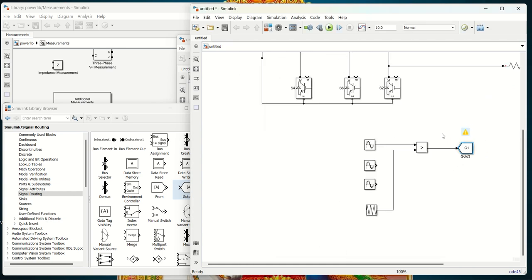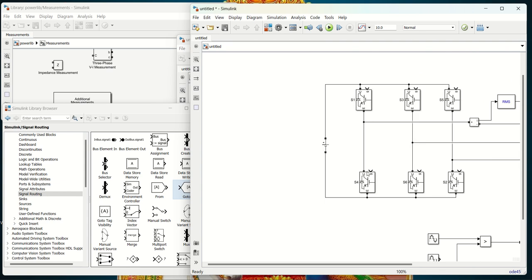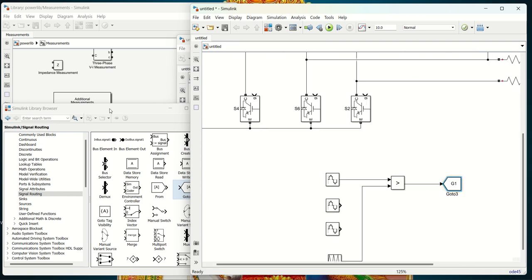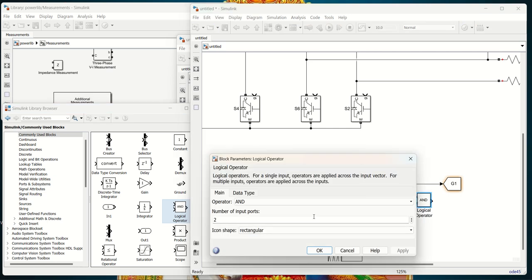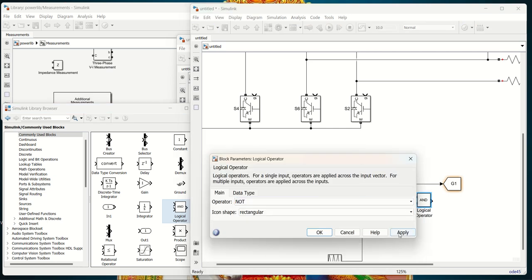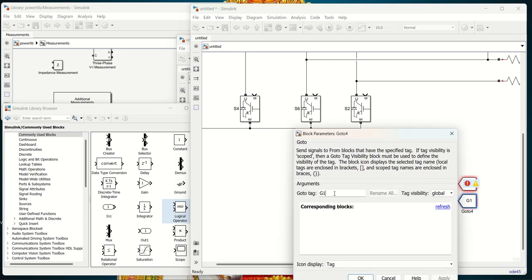Now when switch S1 is conducting, S4 should not conduct, otherwise it will become a short circuit. To avoid this, what are we going to do? We are going to use a NOT, same as we have done earlier. Apply. So now this is G1, and the other one is G4. Apply.